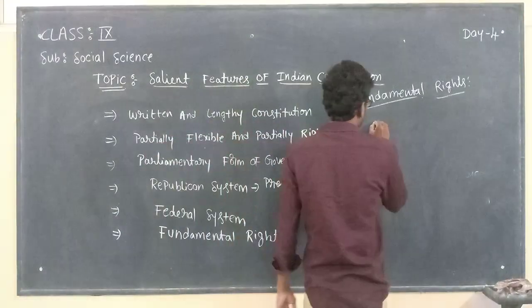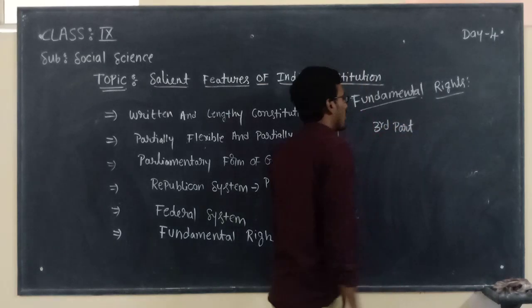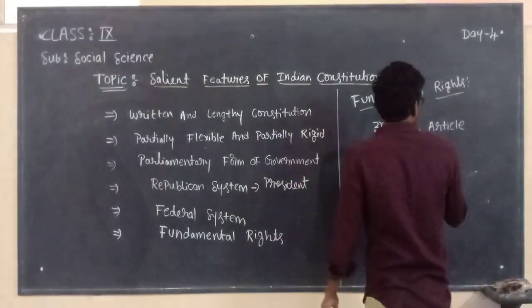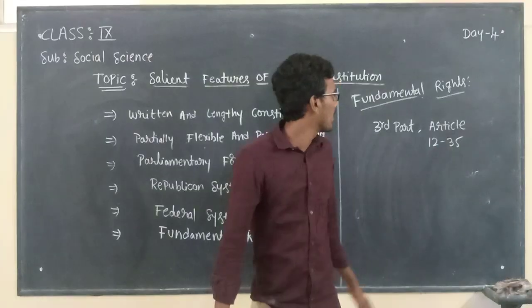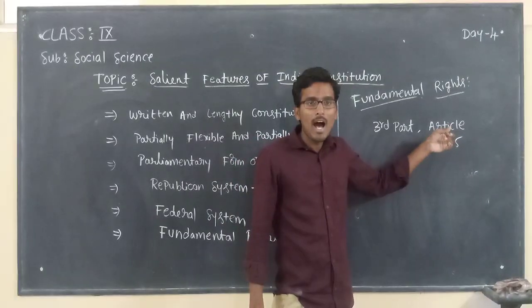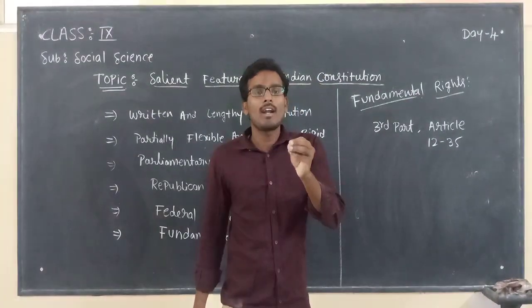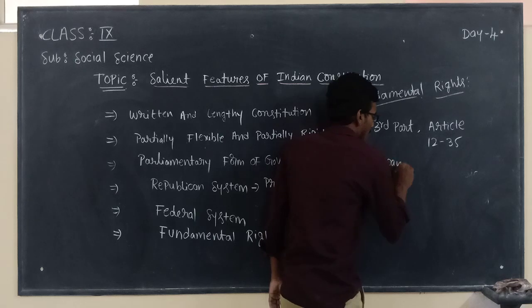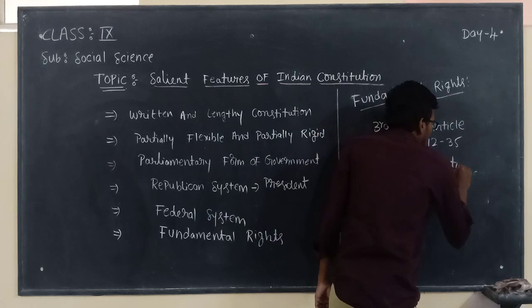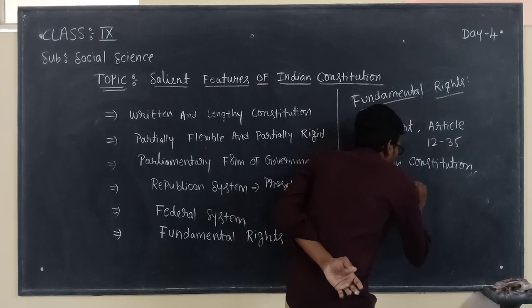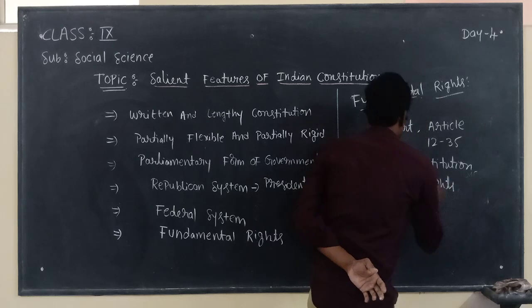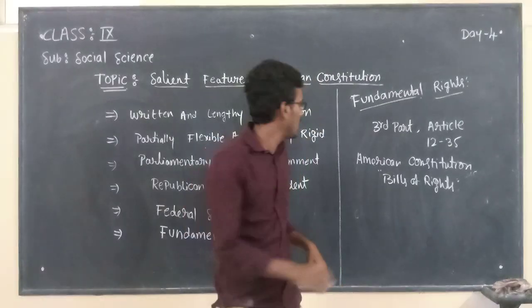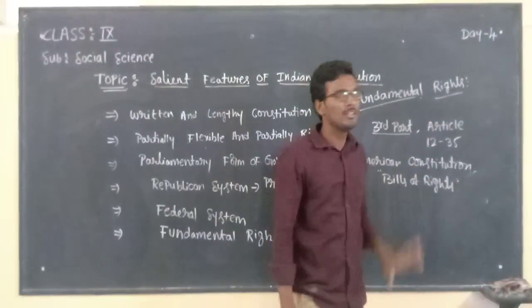In our Constitution, third part, article number 12 to 35 deal with the fundamental rights. The concept of fundamental rights we borrowed from the American Constitution, where it is known as the Bill of Rights.